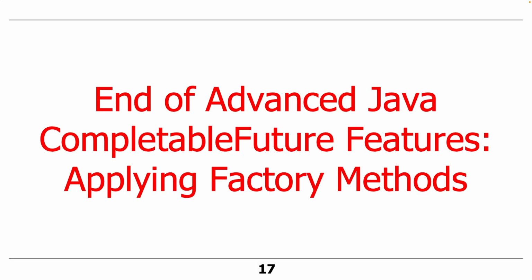So that's the end of the example of applying factory methods for the supplyAsync example using big fraction multiplication.